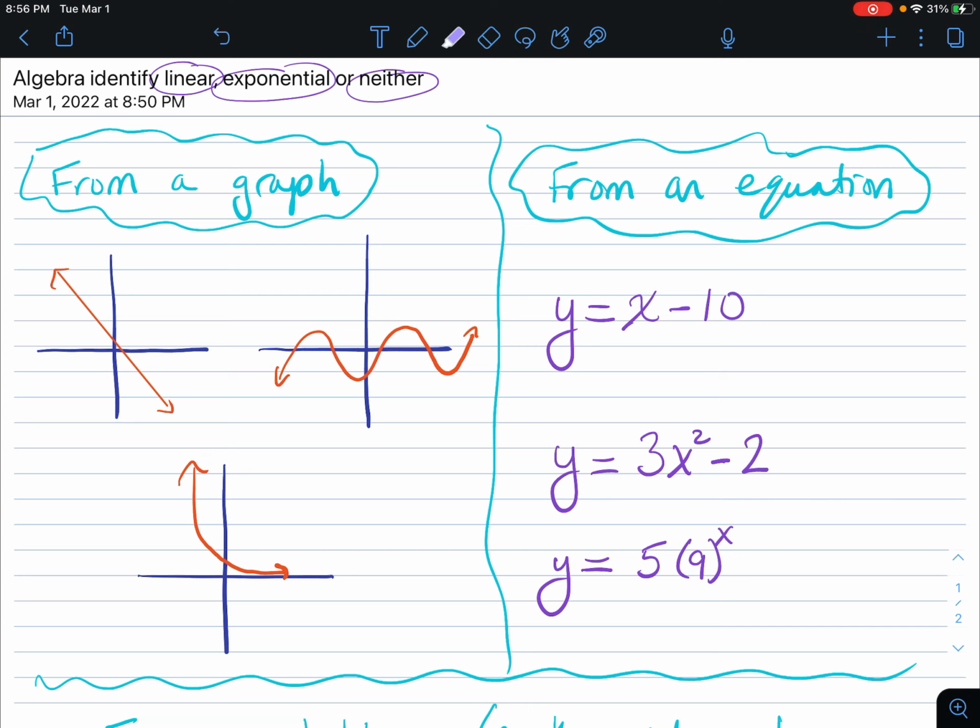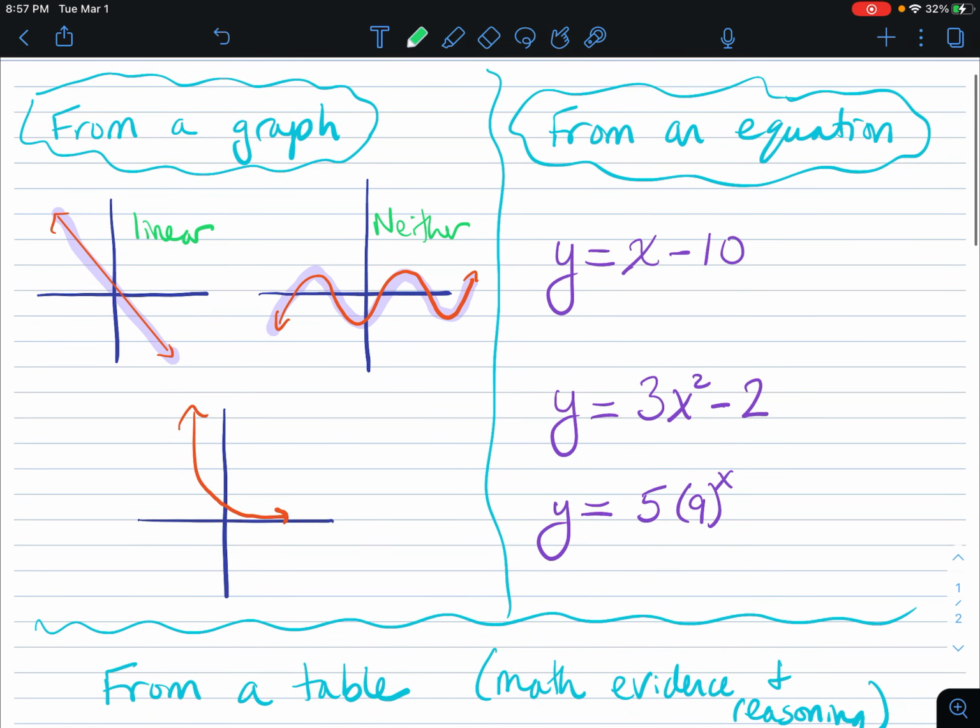Okay. So for the first one we see here, this is in a straight line. Linear is always going to form a straight line. So that one right away we can identify as linear. Now we have this shape next, which eventually you'll learn. We have sine and cosine functions, but this is not something we've learned yet. This is not linear. It's obviously not a straight line, and it doesn't form an exponential curve either. So in this case, we would just say neither.